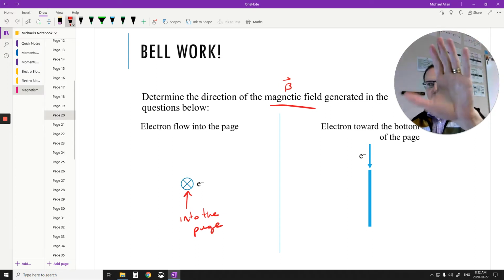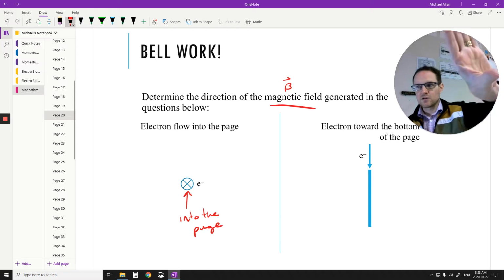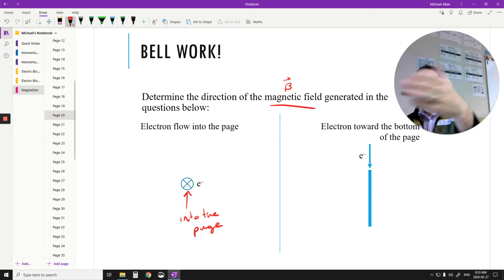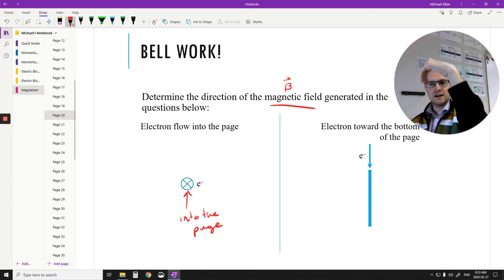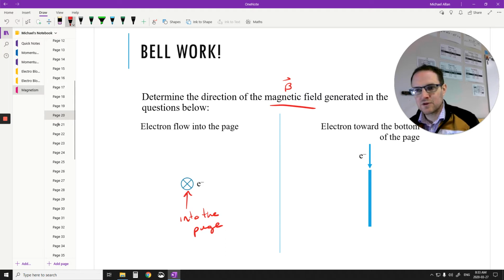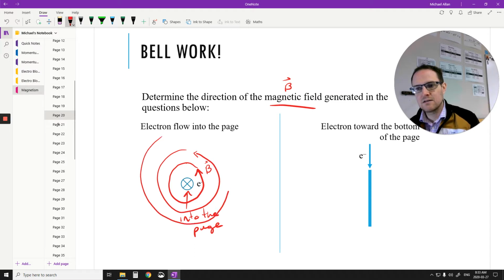So I'm going to use my left hand, and then I'm going to put my thumb in the direction of the charge. This is the first hand rule. That's going into the page, so towards my face, I guess. And then my fingers are going to curl around, and that's the direction of the magnetic field in this situation. So it's going to go around in a counterclockwise motion. You put your thumb into the page here, and it goes around in that counterclockwise motion. So that's what this magnetic field is going to look like. We're going to have concentric circles going around in that direction there.